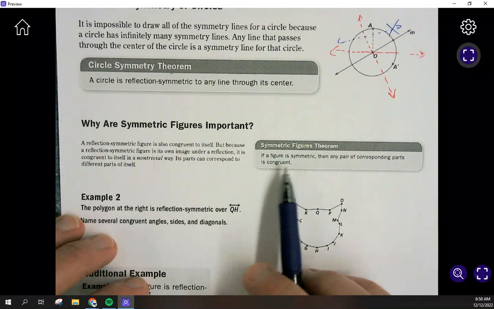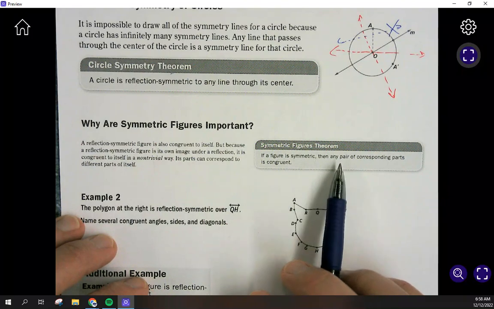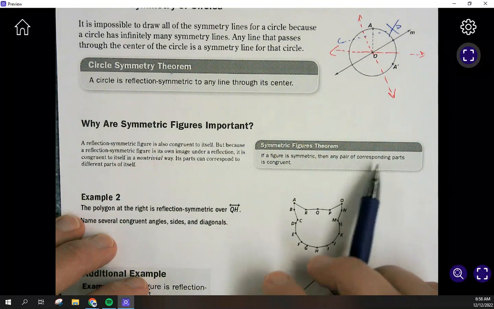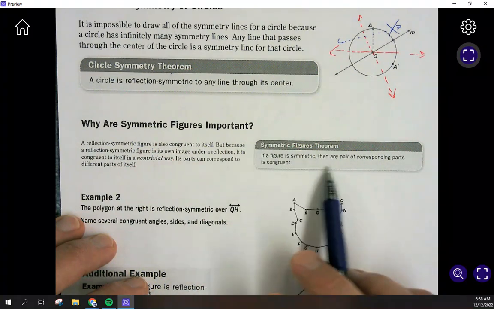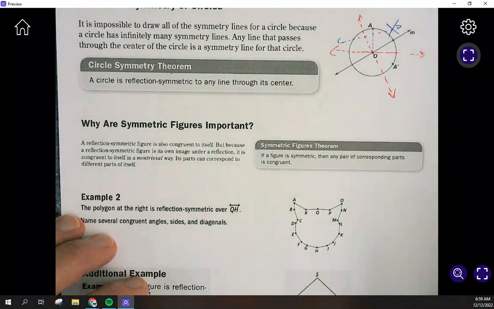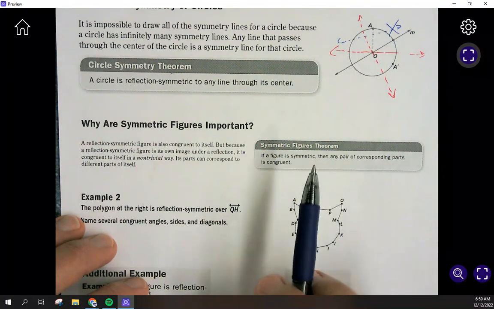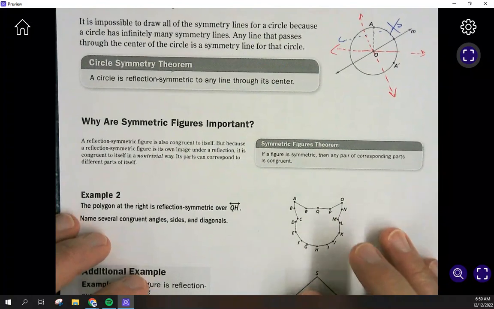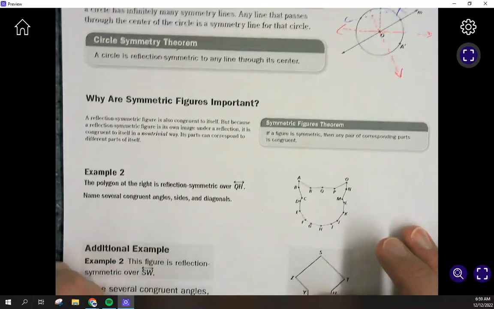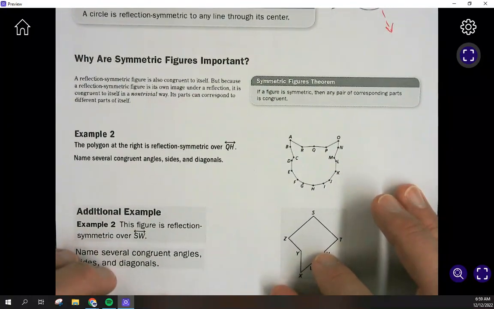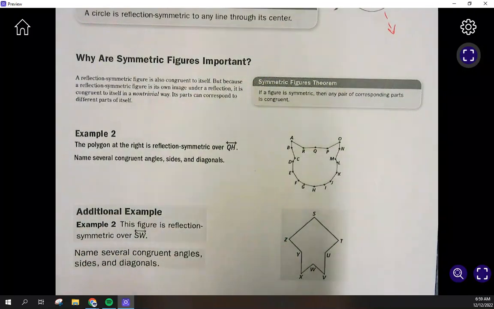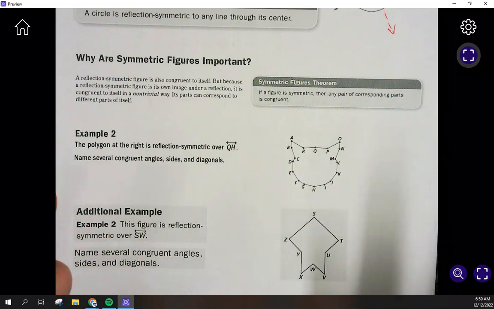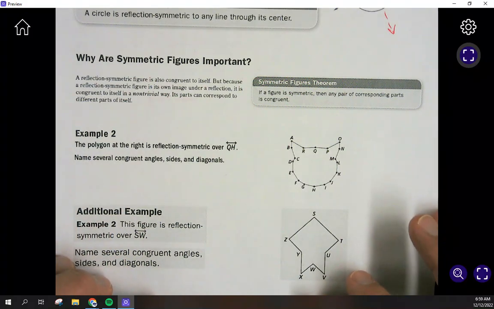The symmetric figures theorem says if a figure is symmetric, then any pair of corresponding parts is congruent. And this now starts to filter back to what we were working on. We had two congruent figures before, and we talked about corresponding parts being equal to each other or congruent. Well, when we have these figures that are symmetric, the corresponding parts over those lines of symmetry are congruent, and we are now allowed to state that.